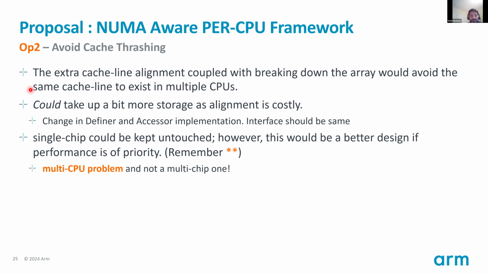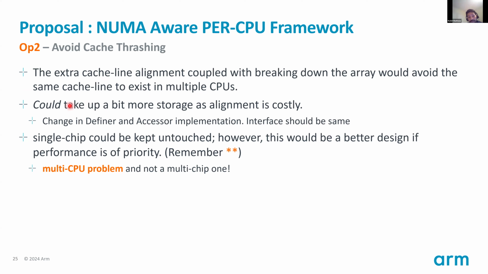Now this is just stating what we saw. So the idea is that the problem of cache thrashing comes up with contiguity. Extra cache line alignment along with breaking down the array could solve this problem. We club all CPU objects together, we sort them by alignment, and we place them on a cache line boundary.